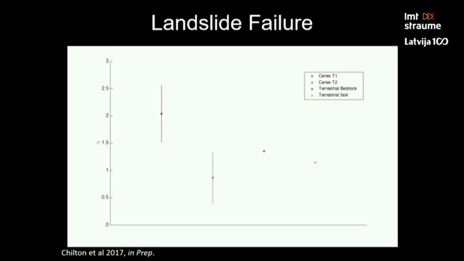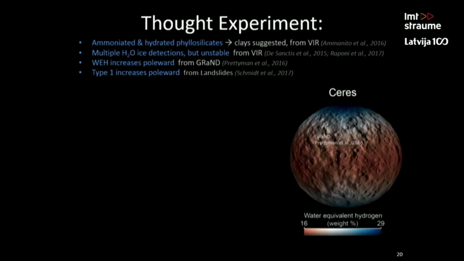So where does Ceres line up? We see an actual split in the behavior of the type 1 and type 2s. It looks like the type 1s are a deeper failure, which might imply a more continuous or coherent material, whereas the type 2 landslides look more like shallow failures, implying perhaps a layered or looser material. And these are the terrestrial bedrock and soil values for comparison.